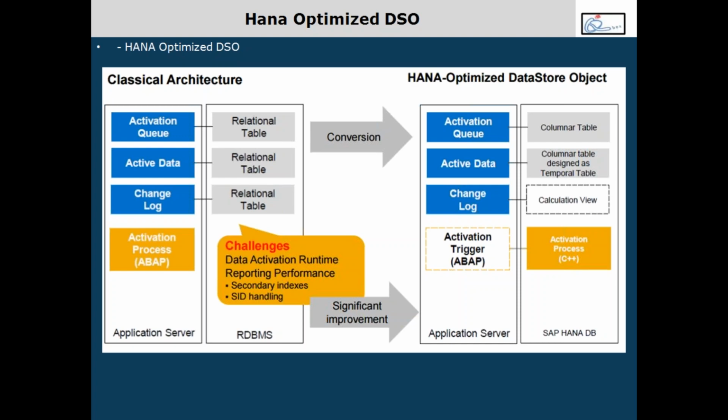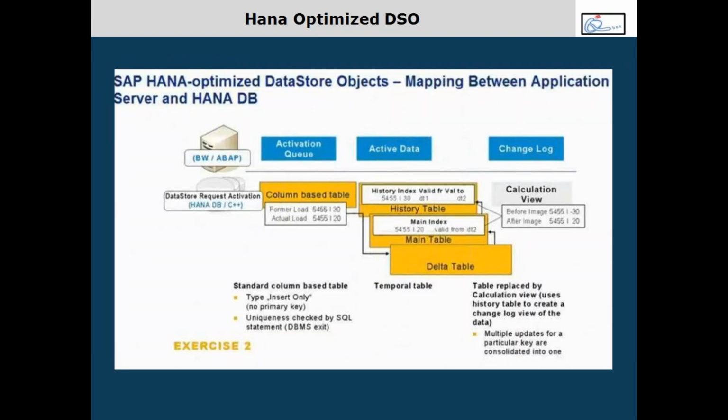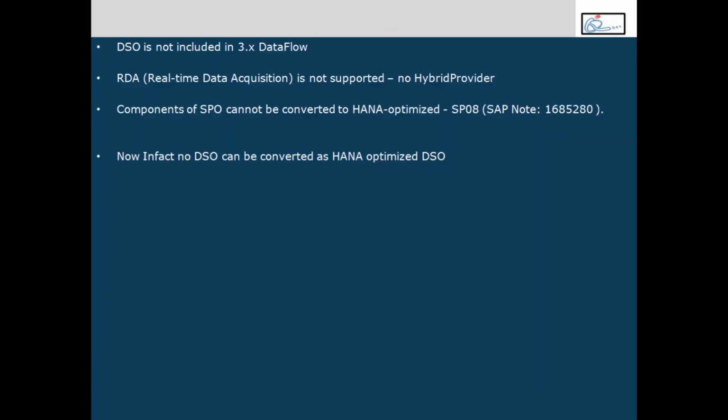So they said no more concept of unoptimized DSO. Let's switch back to normal DSO. So there's no more concept of unoptimized DSO or in-memory DSO. Suppose in 7.3 versions you have converted them to unoptimized DSOs, you have to reconvert them back. So SAP is no more supporting in-memory DSO. Okay.